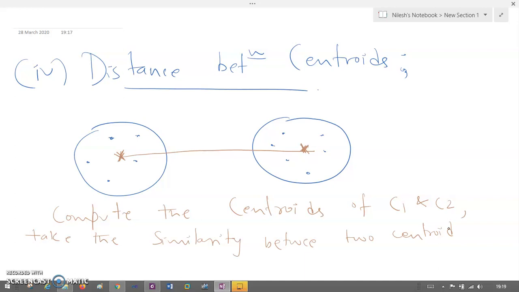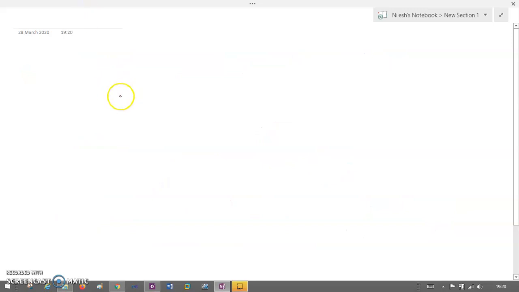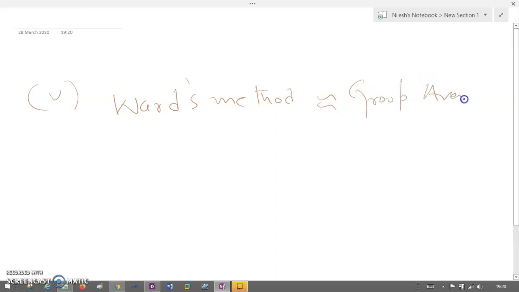Now we are talking about the last one, the Ward method. Actually, I'm not very well aware of it, but the Ward method is very similar to the group average we talked about, where we take the average of all data points from cluster 1 and cluster 2, and then we calculate the sum of the squares of the distance. So I'll write it down here: Ward method. This is my fifth, Ward's method. It is very similar to group average.